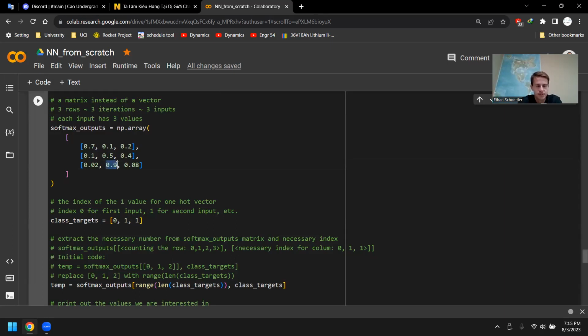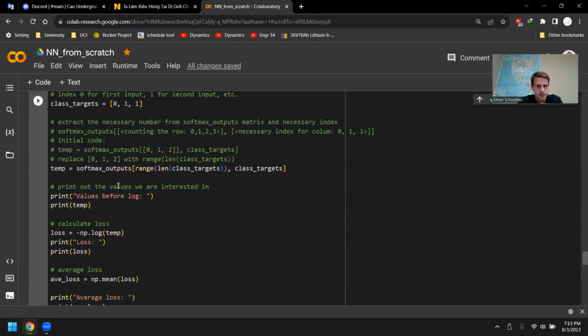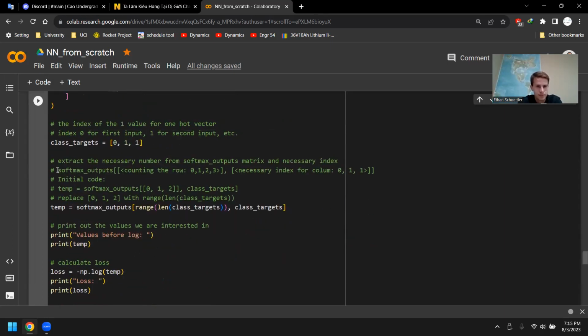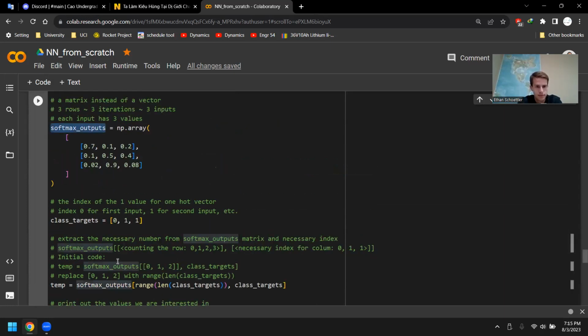So we're interested in this value, right? And then yeah, we simply extract it right here. This is the matrix of the softmax matrix. And then this is a bit complicated, but it simply says 0, 1, 2. So it's the index in the row, and it's just top to bottom, 0, 1, 2.